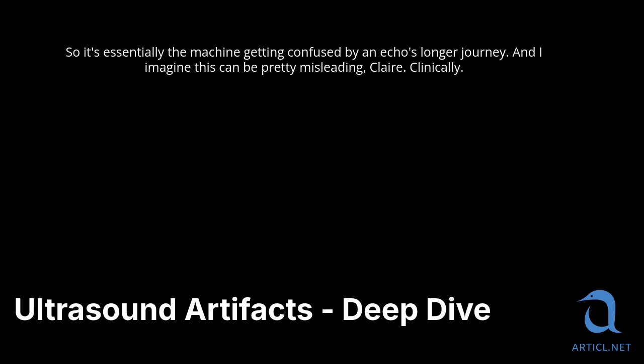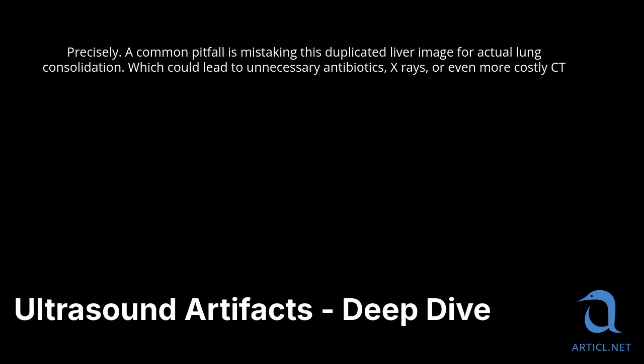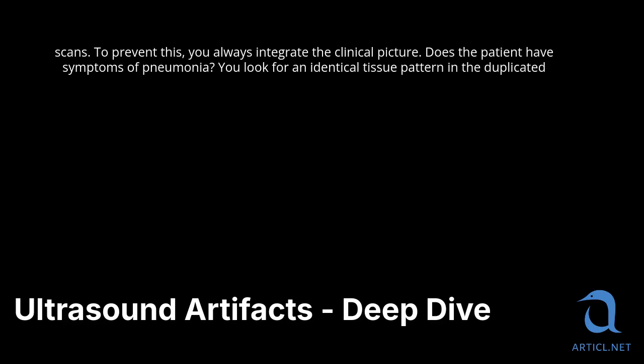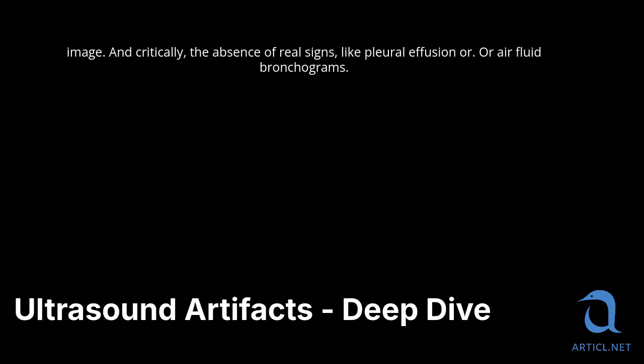So it's essentially the machine getting confused by an echo's longer journey, and I imagine this can be pretty misleading clinically. Precisely. A common pitfall is mistaking this duplicated liver image for actual lung consolidation, which could lead to unnecessary antibiotics, x-rays, or even more costly CT scans. To prevent this, you always integrate the clinical picture. Does the patient have symptoms of pneumonia? You look for an identical tissue pattern in the duplicated image, and critically, the absence of real signs like pleural effusion or air fluid bronchograms.